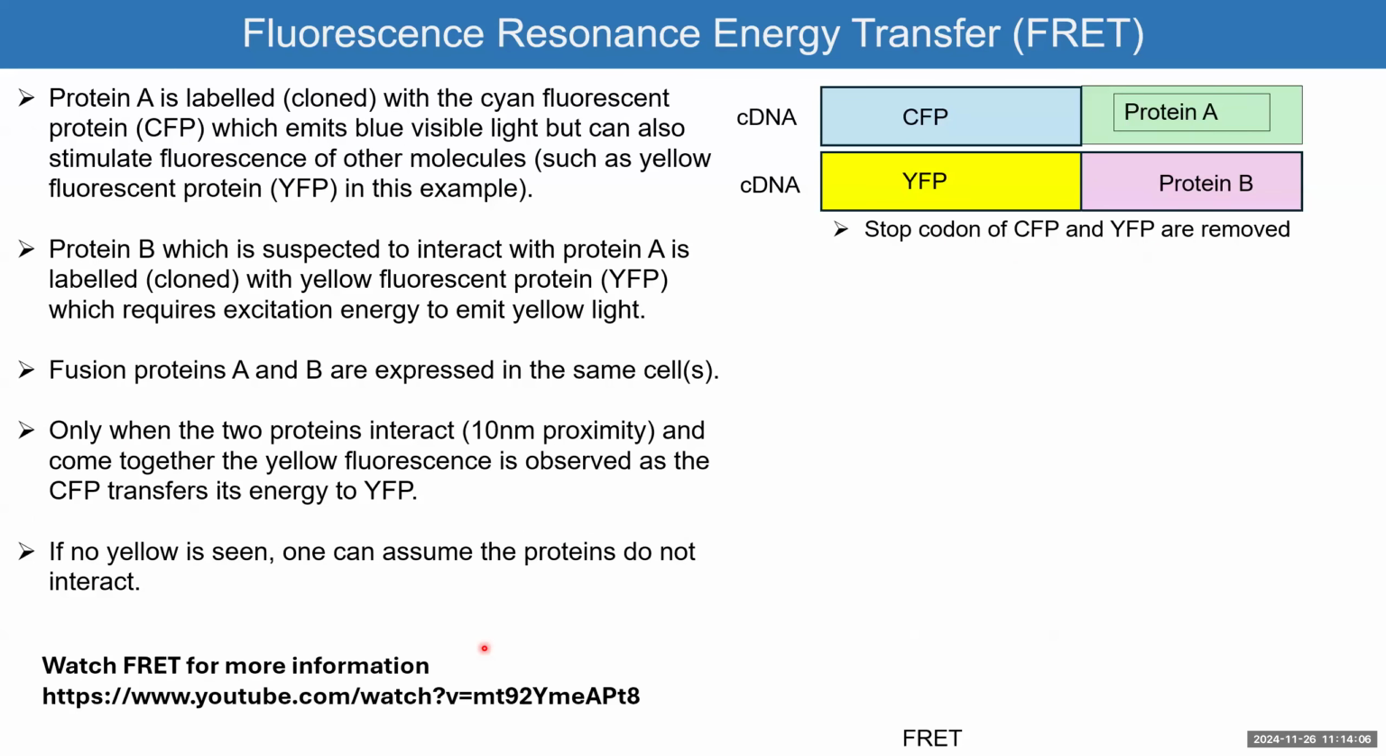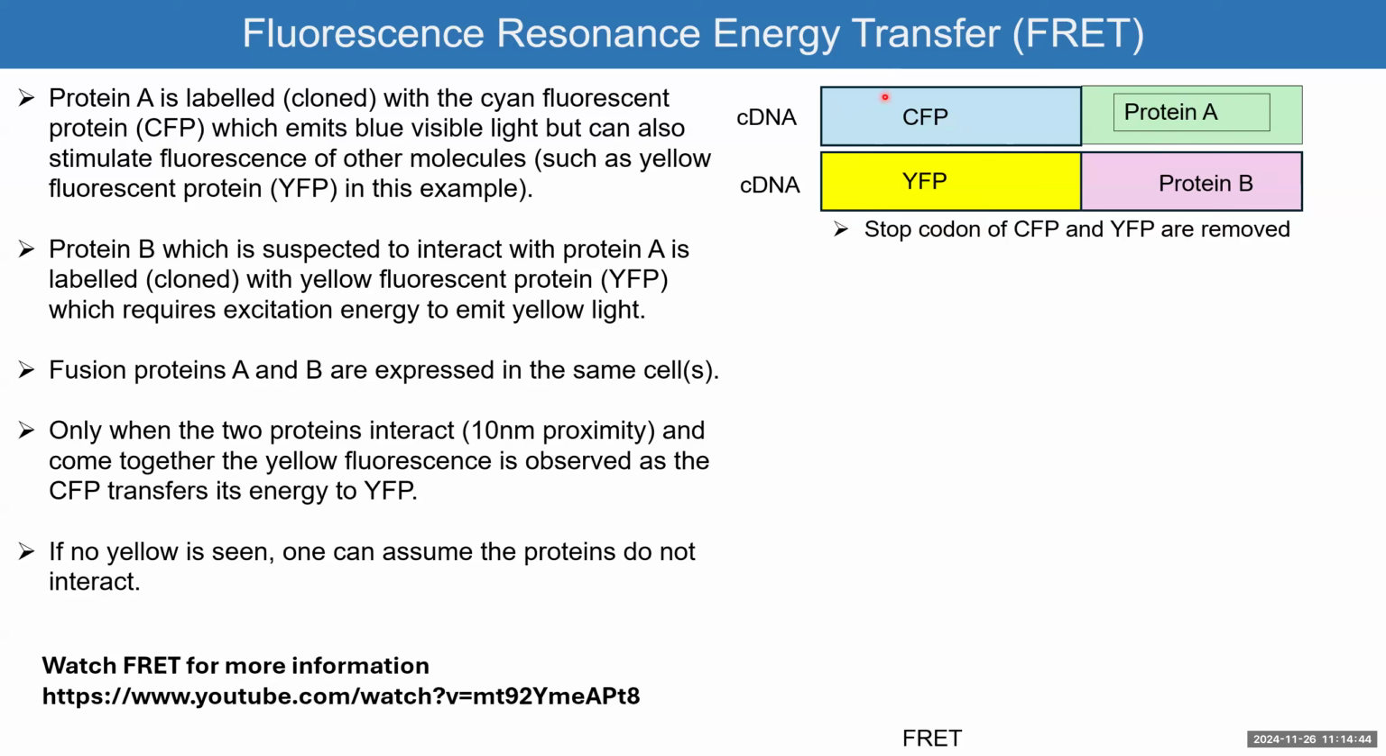Now, based on this, I want to go back one step to describe for you the FRET, or fluorescence resonance energy transfer. I can take a protein A and I clone with it a CFP, or cyan fluorescent protein. So it's a blue color, so it has higher energy. Then I will take another protein B and I will have a YFP with it. So I will fuse it at the level of the cDNA.